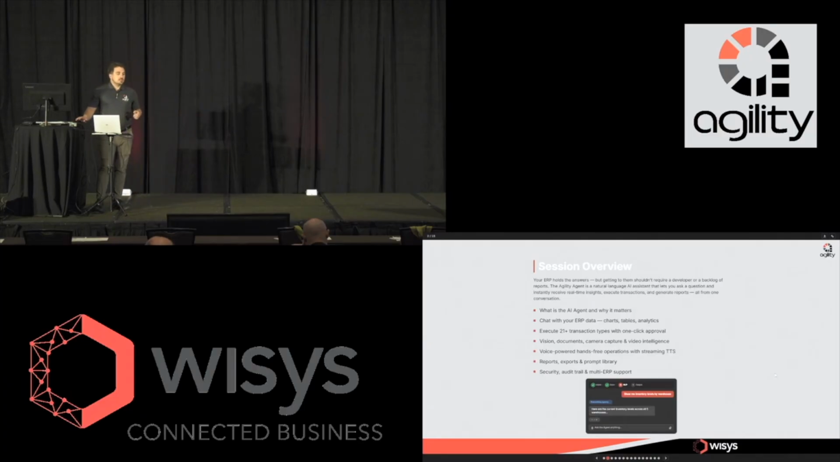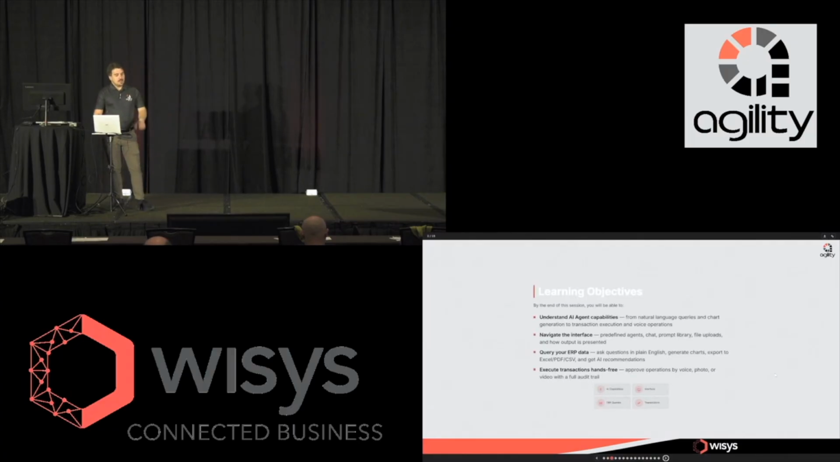So this morning we saw that it's able to process NLP, natural language requests. It's able to create transactions. But today we'll see that there's 21 and counting transaction types that we support. We also can chat with the data back and forth, so input and output is possible with files. There is voice-powered hands-free operation as well. There's vision, document processing, agentic vision. I'm going to go a little bit faster here because I want to demo all of these functionalities.